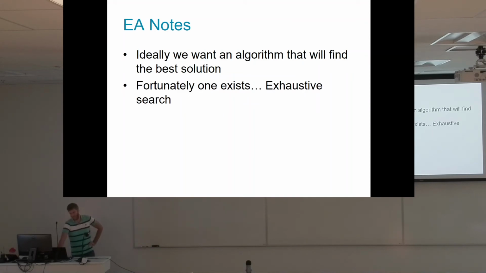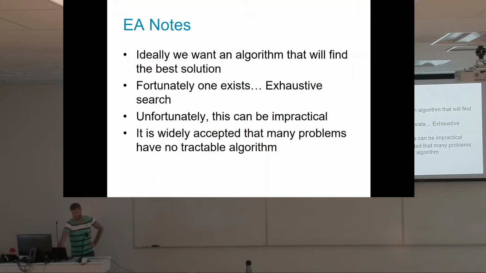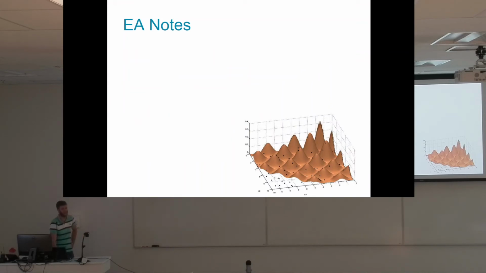Ideally, we want an algorithm that will find the best solution. Fortunately, one exists: brute force exhaustive search. That's probably impractical for the problems that we're interested in here. And it's widely accepted that many problems just don't have tractable algorithms for them. Sure, the brute force search will work, it's just, I don't have 30 trillion years. And I'm not being silly when I say that. Once those numbers get that big, 100 factorial, we're going to be needing to run all our computers together simultaneously for 30 trillion years.